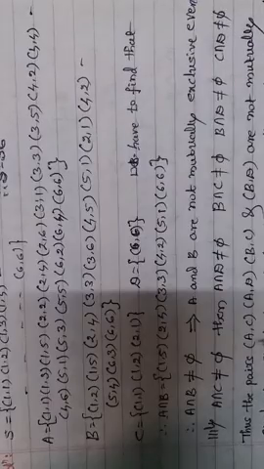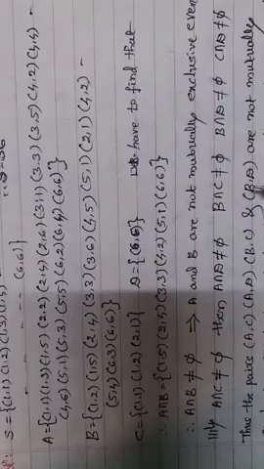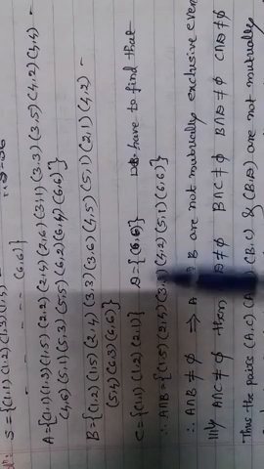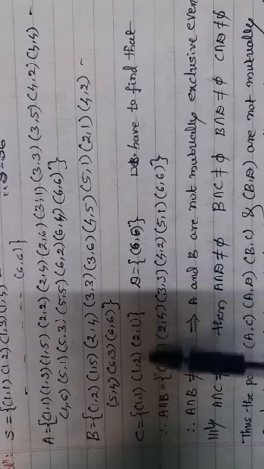Thus the pairs A and C, A and D, B and C, and B and D are not mutually exclusive events, and only a pair of C and D are mutually exclusive events.